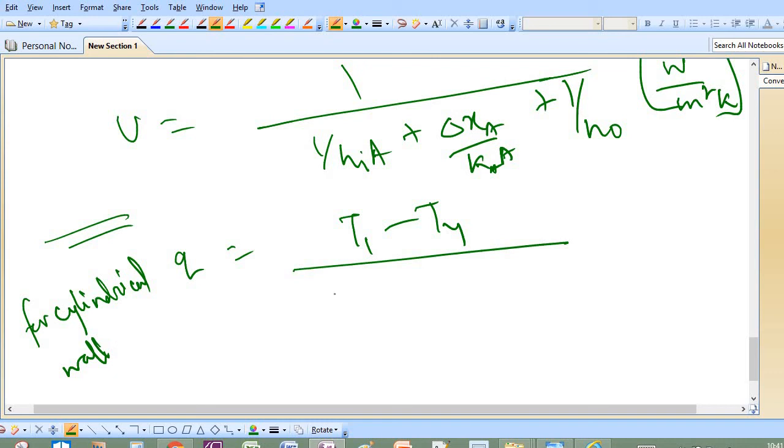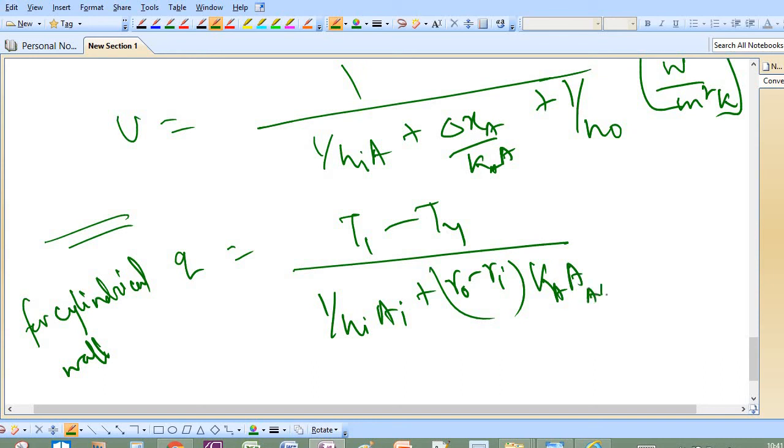we are having T1 minus T4 divided by 1 by HI AI plus RO minus RI divided by KA, this is log mean area, plus 1 by HO. For log mean area, please refer to my earlier video, Principles of Heat Transfer, Steady State Heat Transfer 3, part 3, where I have discussed the topic of the log mean area and how it can be equated.